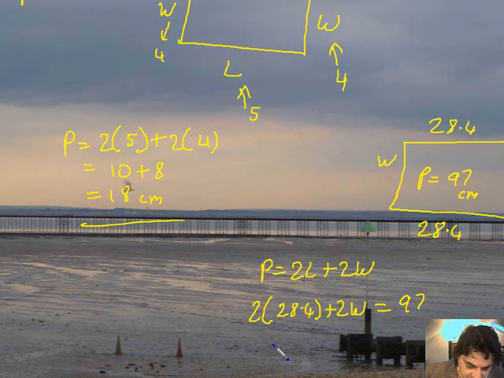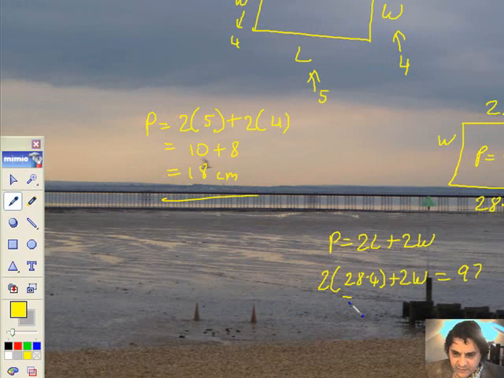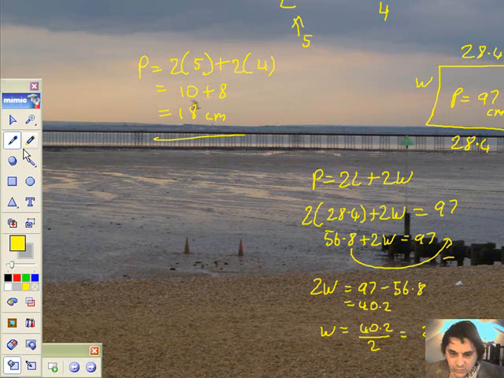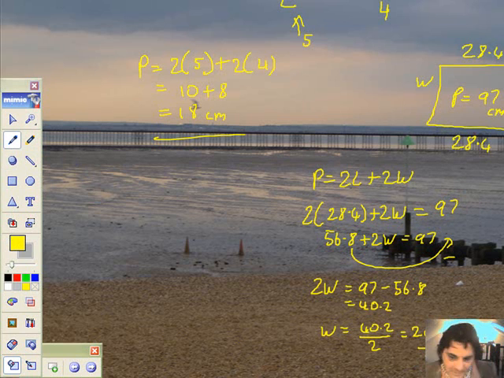28.4 times 2, 56.8. So 56.8 plus 2 lots of the width comes to 97. You take it over, subtract. 2 lots of width equal 97, take away 56.8, and that will give us, on my machine that says 40.2, and therefore the single width will be 40.2. You know what to do, divide by 2, that comes to 20.1, and there it is, 20.1 centimetre width. Alright, that's that one done.